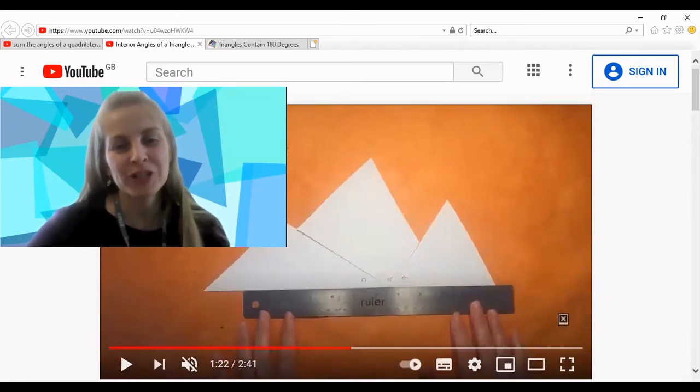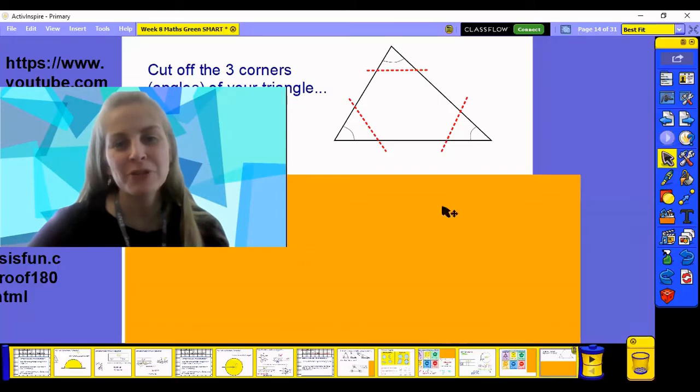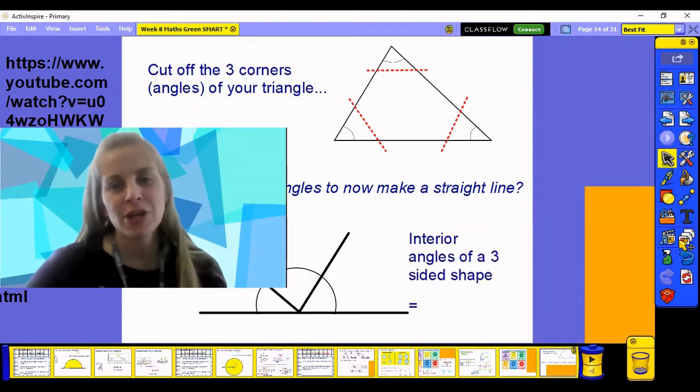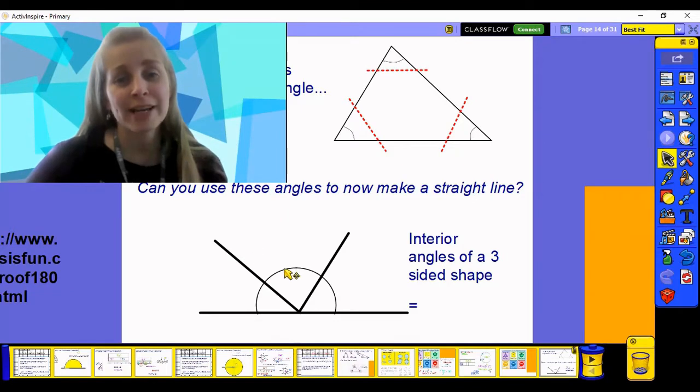So hopefully by that short demonstration, you have been able to recognize that when you are thinking about putting your shapes along, your angles, along a straight line, you can use them to create this straight line and therefore see how much the total interior angles add up to.